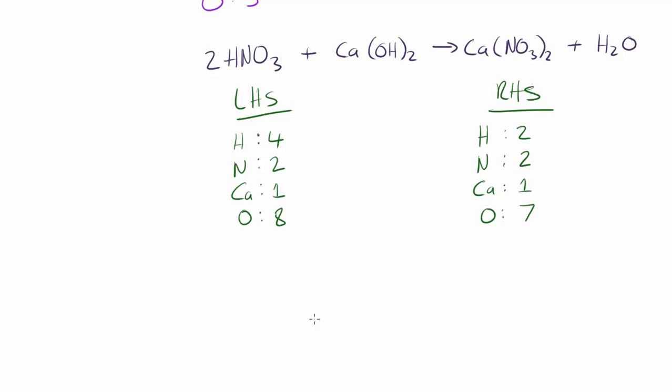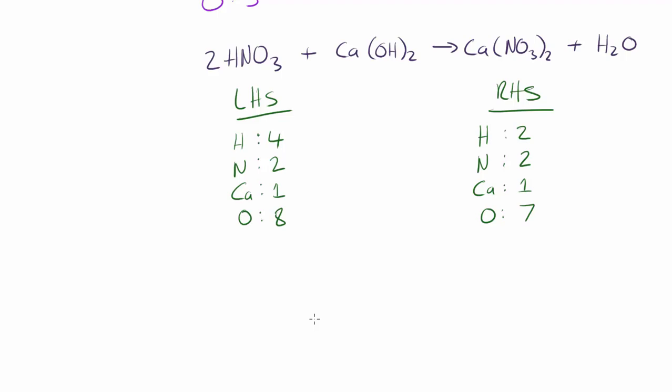but when it comes to the hydrogen and the oxygen, we do not have a balance at this stage, right? So we've got half the number of hydrogens on the left hand side, and we've got 1 less oxygen on the right hand side than the left hand side. How would we resolve this, right?